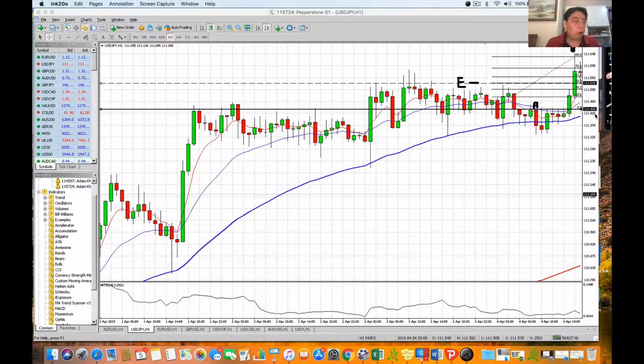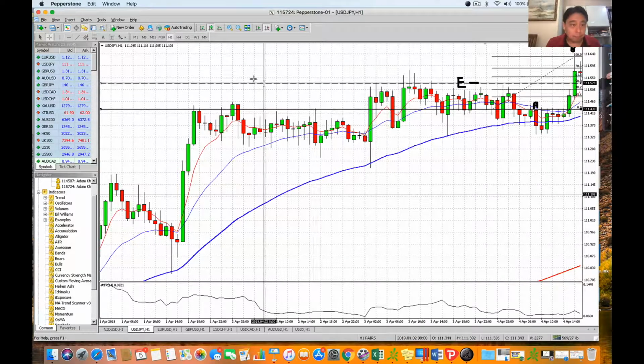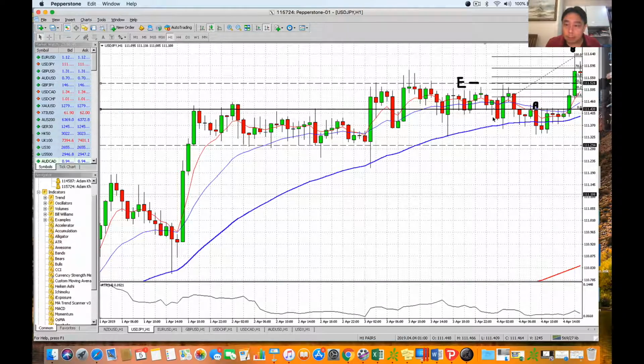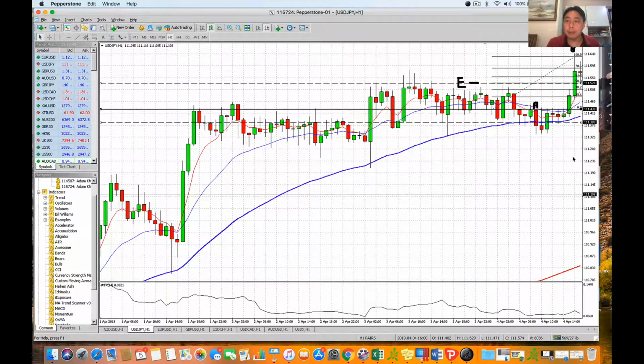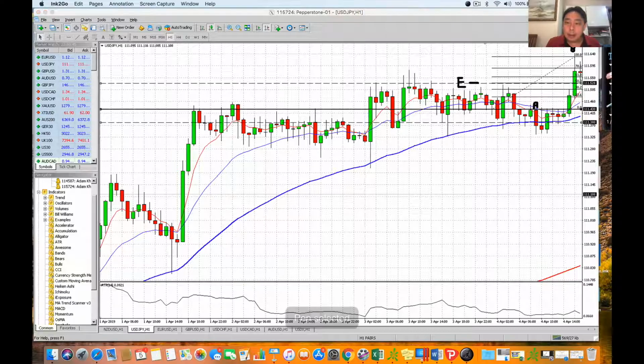So what's this? 111.43. So 111.43 minus 5 pips, what's that? That's 111.38. Okay, so let me draw. 111.38. There we go. So this would be my stop loss. And this is my 1 hour distance.